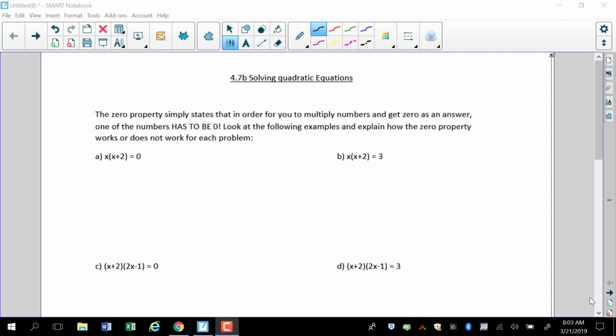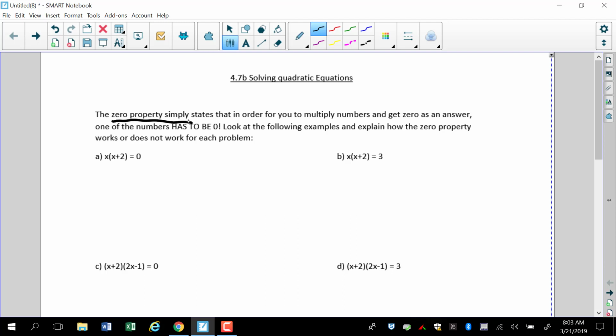Okay, in this section, we begin to use all of our factoring methods in order to solve equations, so solve quadratic equations. I want to first start with this idea, though, of what we call the zero property. All right, and the zero property is pretty straightforward.